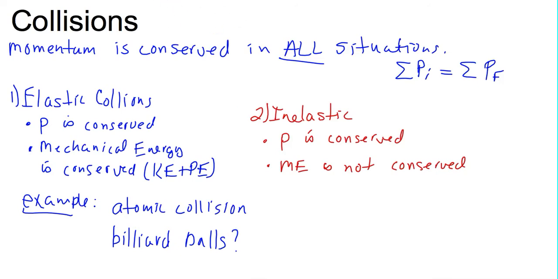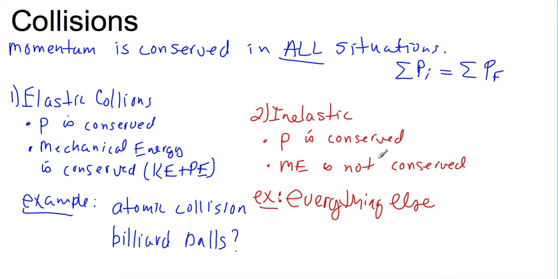Our examples for inelastic collisions are basically everything else. That's just saying that most things that have collisions will have an inelastic collision, but not everything, and that's not always guaranteed.